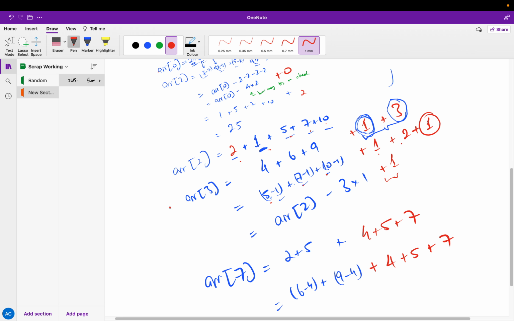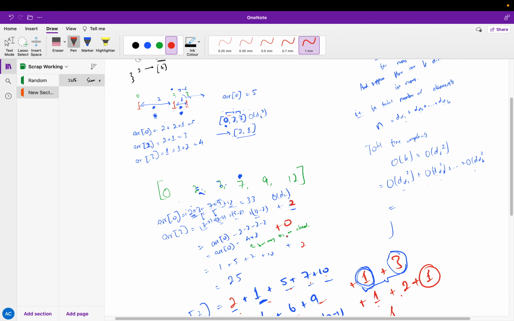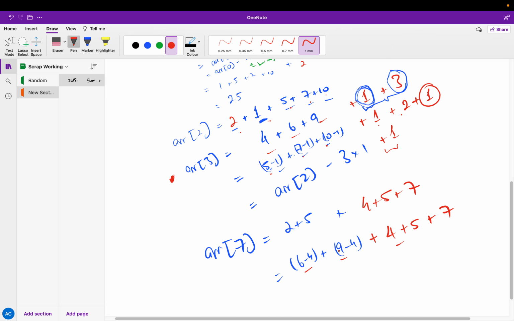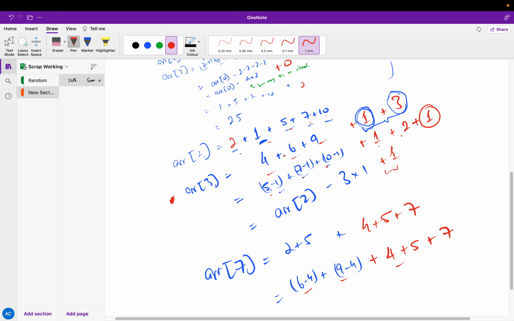So array 3 is like 4, 6, and 9. We've got the 4, 6, and 9. The 5 and the 7. Damn, these backward numbers make it really hard. Minus 4 times 2, or 2 times 4, because there's 2 numbers ahead. So that pattern holds. The 6 and the 9 show up as expected.